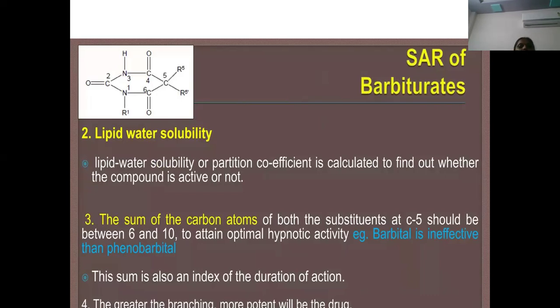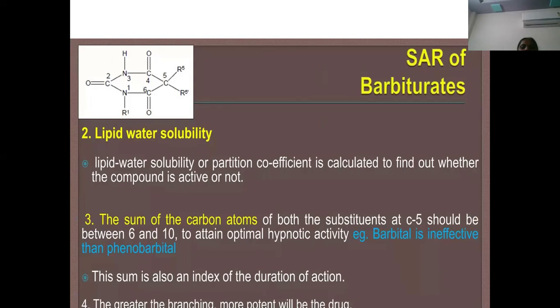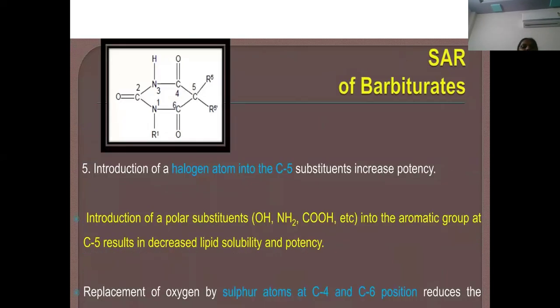Next, third point in that SAR, the sum of the carbon atoms of both of the substituents at C5 should be between 6 and 10 to attain optimal hypnotic activity. Example is barbital. Barbital is less effective than phenobarbital. This sum is also an index of the duration of action. Next, coming to the fourth one, the greater the branching, more potent will be the drug. Next, coming to the fifth point in that SAR, introduction of a halogen atom into the C5 substituents increases potency.